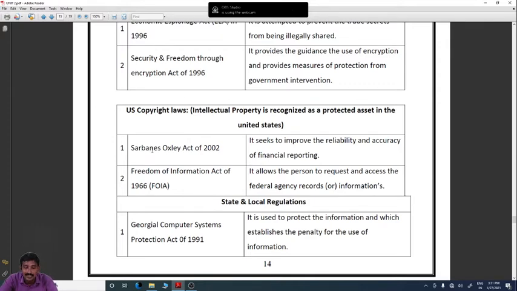One is the Sarbanes-Oxley Act of 2002. This law mainly focuses on the reliability and accuracy of financial reporting. And the Freedom of Information Act of 1966, called FOIA, allows a person to request and access federal agency records or information.